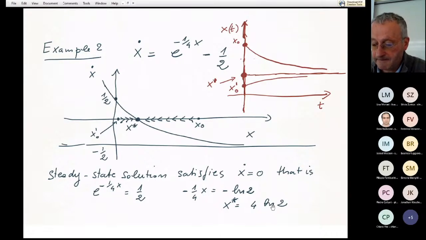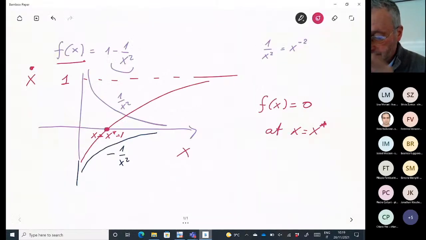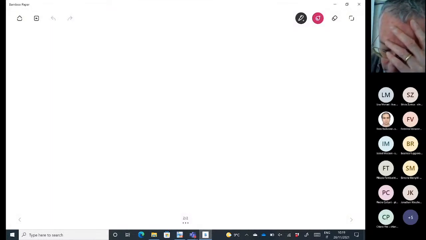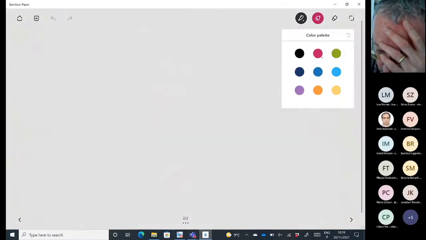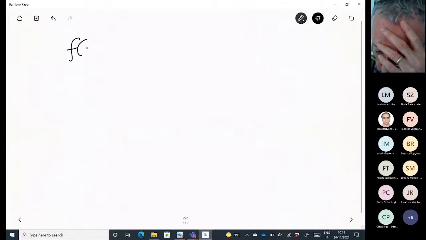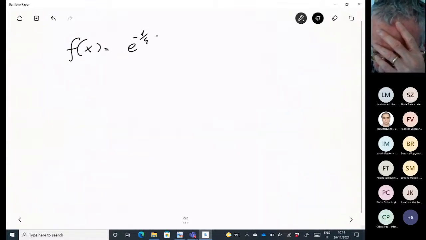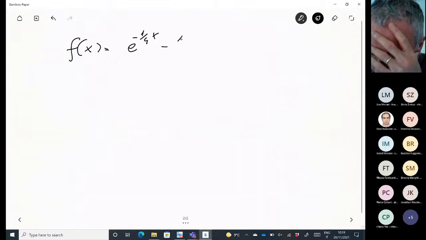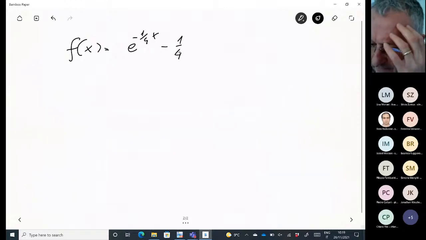Now, how can we represent the phase diagram? It is, again, an elementary function. Was it 1/4 or 1/2? 1/2.